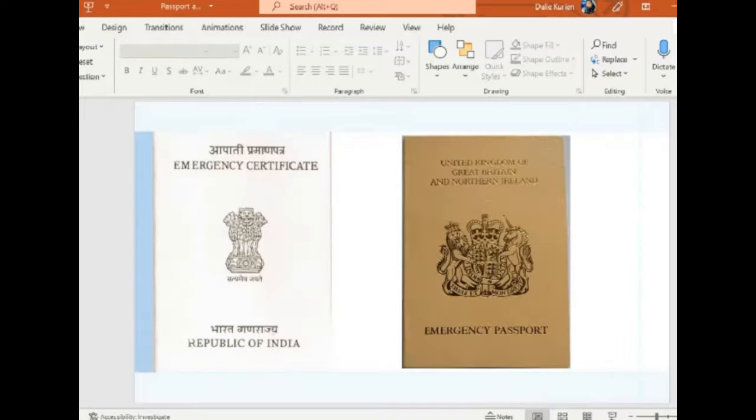Now see, this is an emergency passport certificate, the emergency passport of the United Kingdom, Great Britain and Northern Ireland. This is the emergency passport of India. It's white in color, so you're not able to see it.